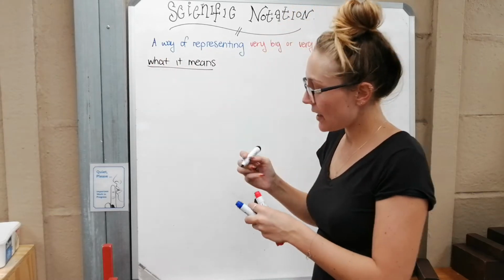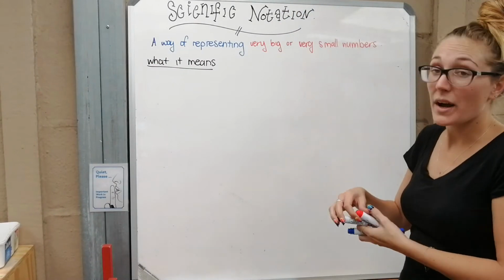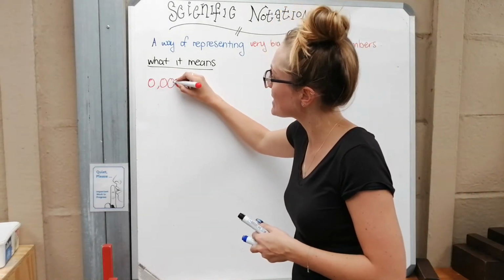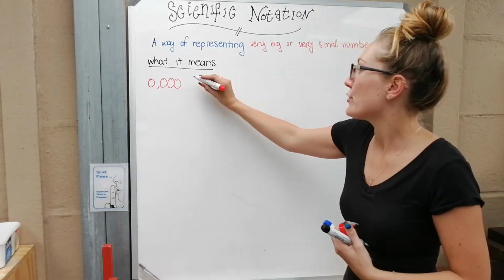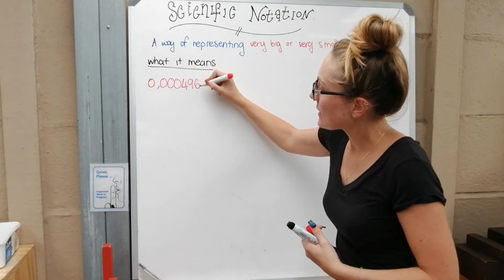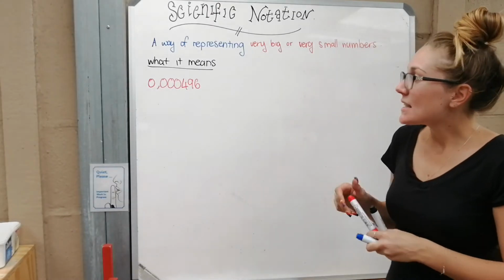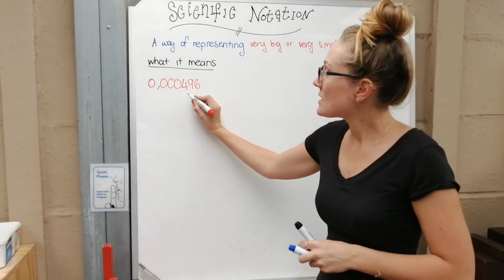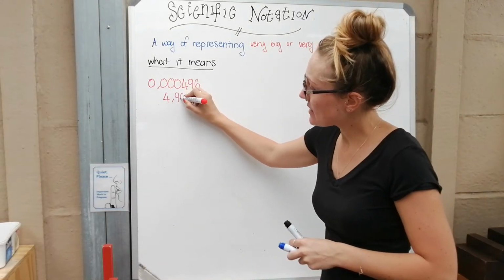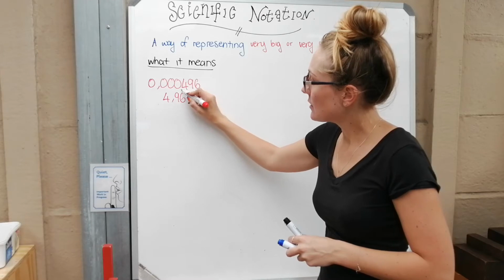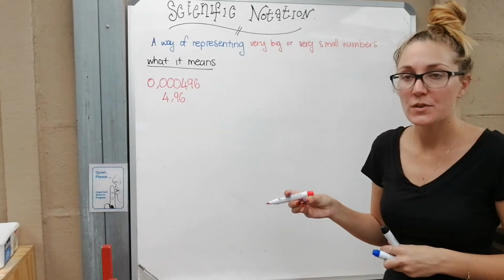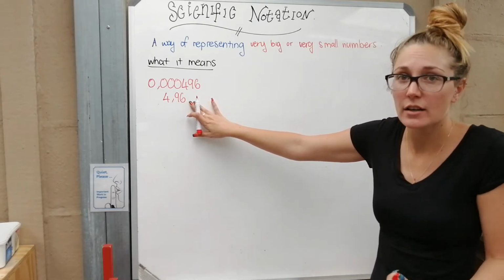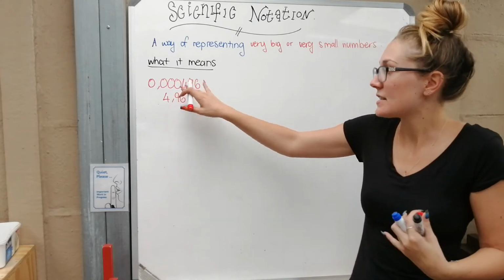Okay, so the way that it's used to represent things, so let's say I had this number 0,000496, okay? Instead of saying that that's equal to 0, which it clearly isn't, I can say that this is actually equal to 4,96, but 4 times smaller. So I can say 4,96, but 4 times smaller, or divided by 10,000.